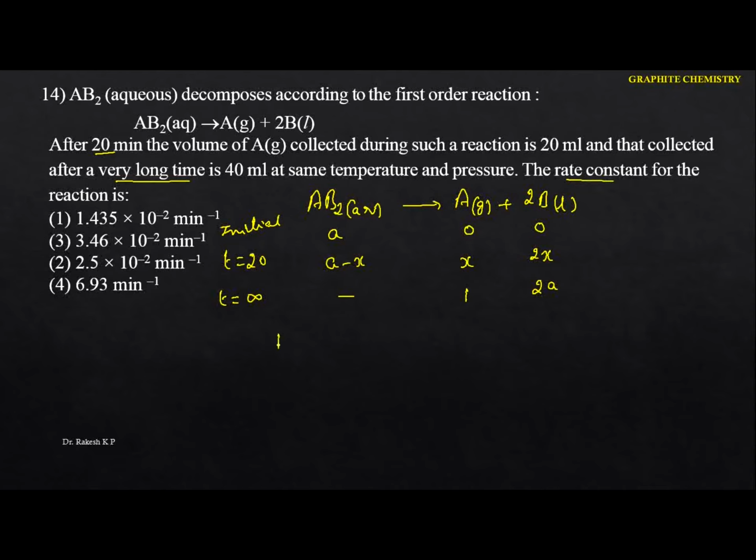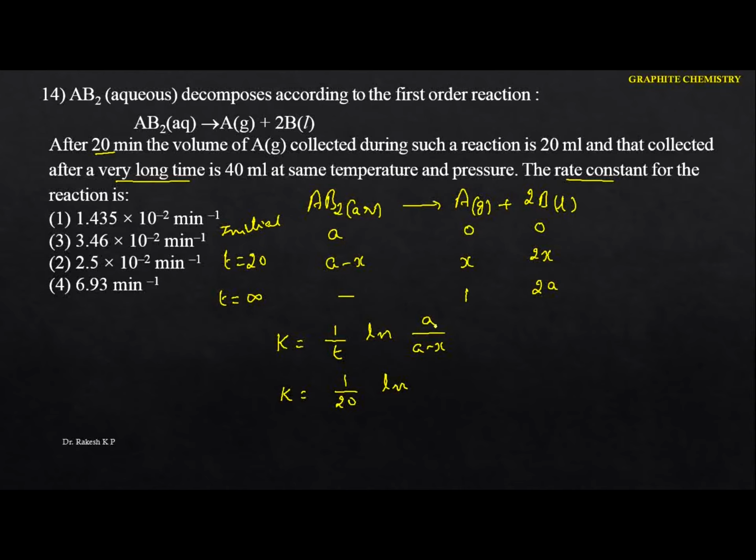Okay, just go to this one. So K is equal to 1 by t. You can write the 2.303 because I'm going to take the 1 by t into ln, that is a divided by a minus x. So K is equal to 1 by 20. I keep it as the ln only.